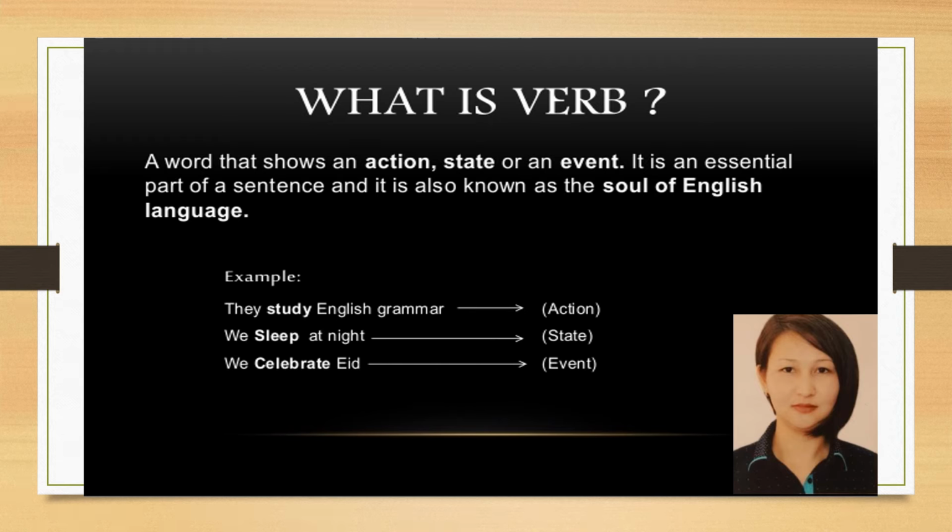What is a verb? A word that shows an action, state or an event. It is an essential part of a sentence and it is also known as the soul of English language. For example, they study English grammar. Action. We sleep at night. State. We celebrate it. Event.